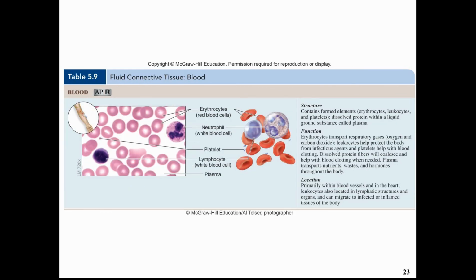Finally, our last type of connective tissue is blood. It's our fluid connective tissue along with lymphatic fluid. Blood contains cells, of course. There are fibers in blood. They are dissolved most of the time, unless you're trying to clot. And the ground substance is called plasma. It is mostly water, but there are some other molecules in there, things like salt ions, glucose, and dissolved gases.